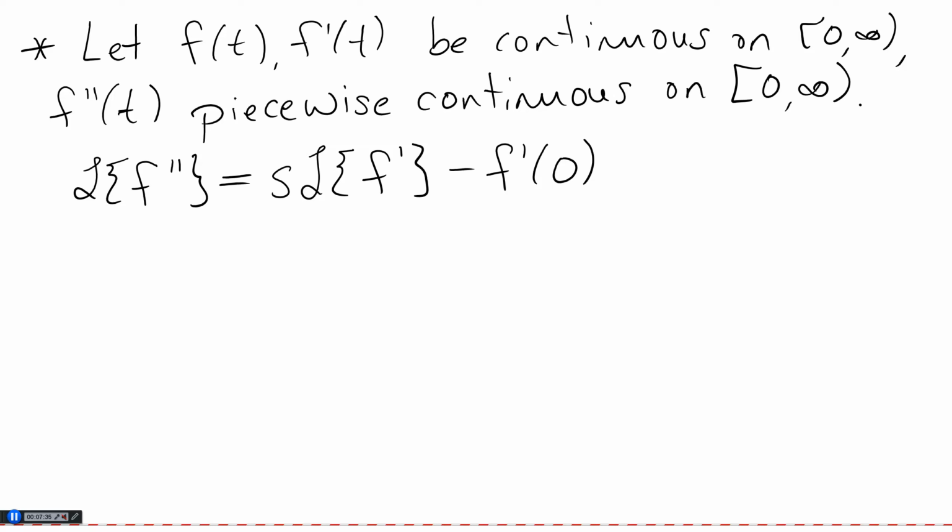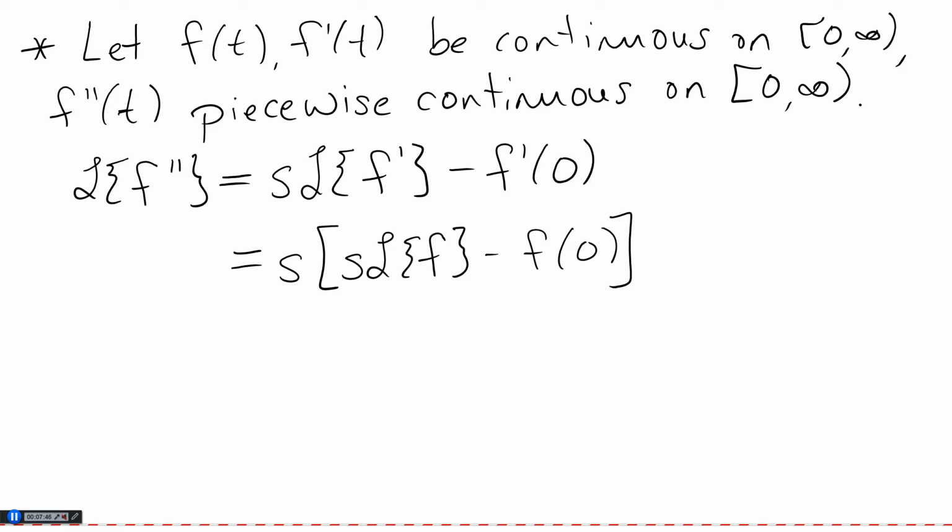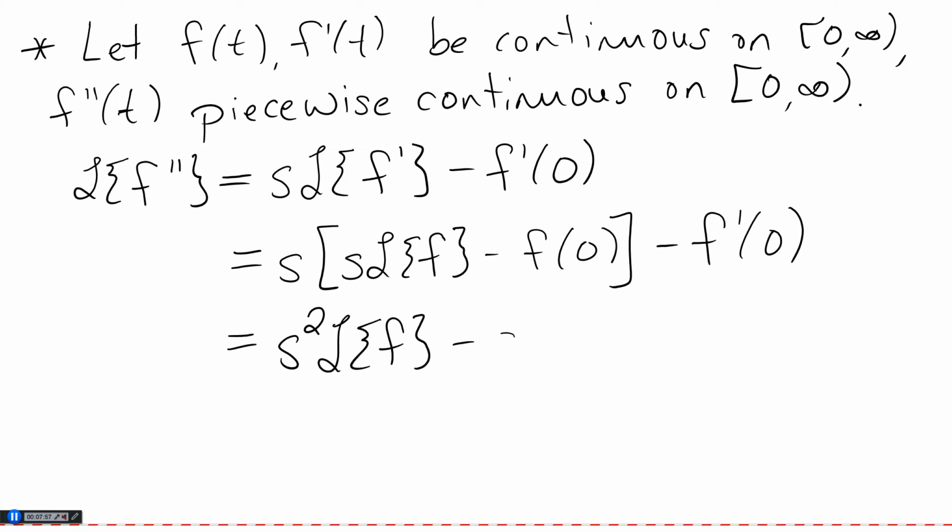But I'd like to adjust that. I know what the Laplace of f prime is, so that's s times s Laplace of f minus f of 0. That was the previous theorem, and then I still have the minus f prime of 0. Or multiplying that out, the Laplace of f double prime will be s squared Laplace of f minus s f of 0 minus f prime of 0.